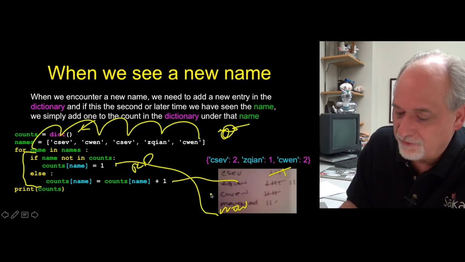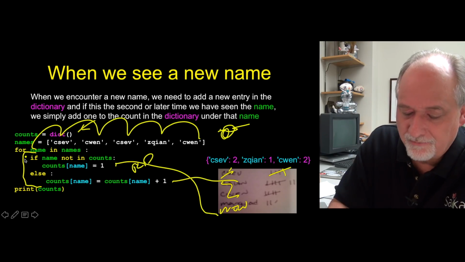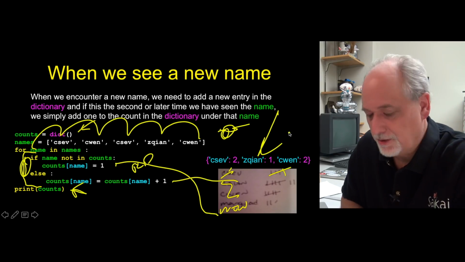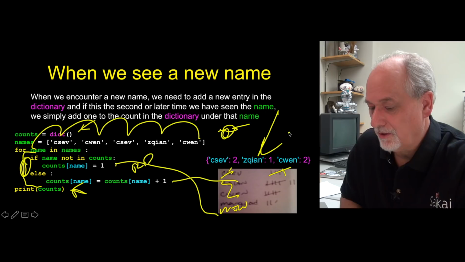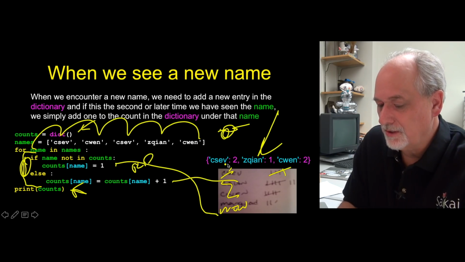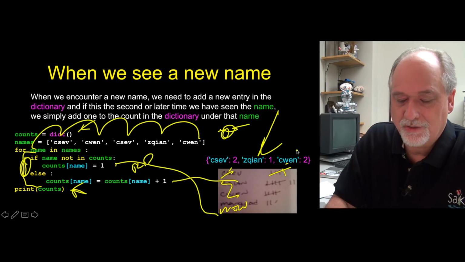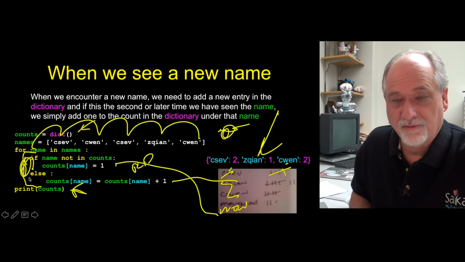And you do this long enough, you start with an empty one, and you do this long enough, at the very end, it will print out the histogram that you're looking for. And so you say, oh, we've seen csev twice, gen once, and chen twice. And so that's the idea. And so this can run 1,000,000 times if you want.